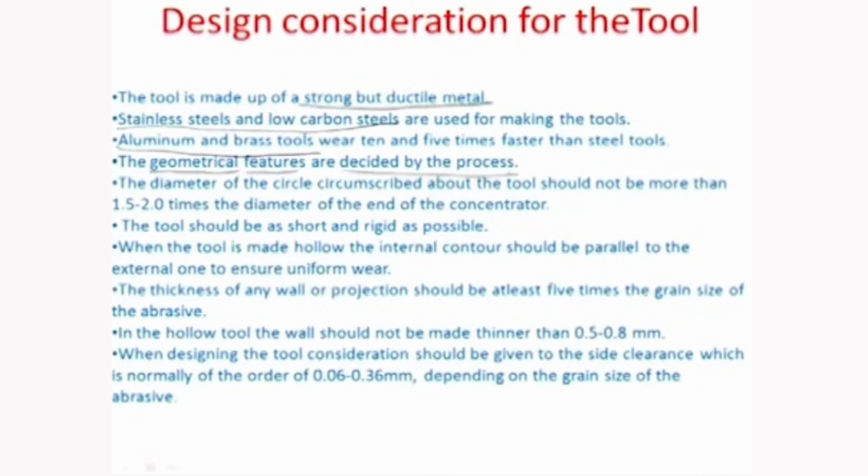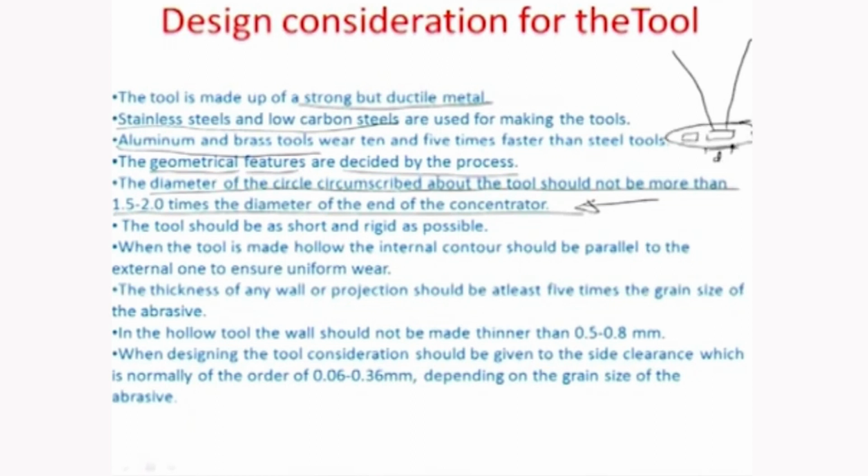For example, the diameter of the circle that is circumscribed about the tool should not be more than about 1.2 to 2 times the diameter of the end of the concentrator, and this actually indicates wobble. If the tool is of diameter d, and this is the concentrator here, the tool rotates from this position to this position like this. There is a wobbling action happening like this.